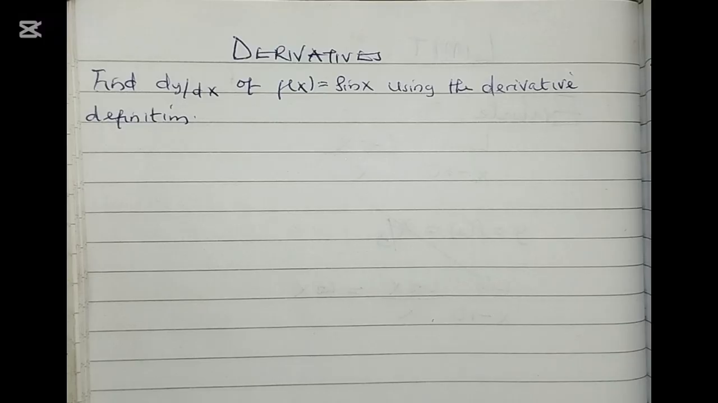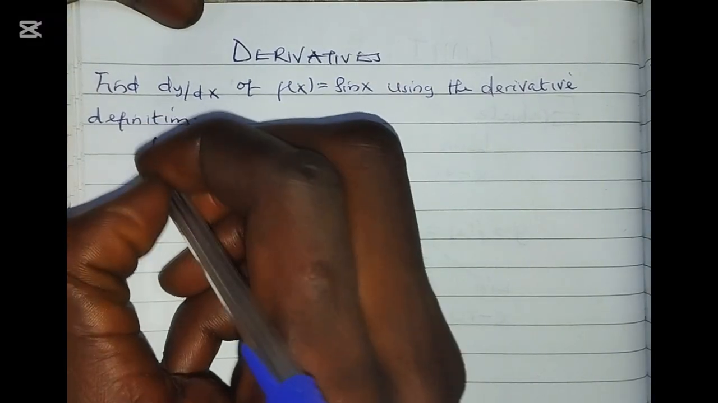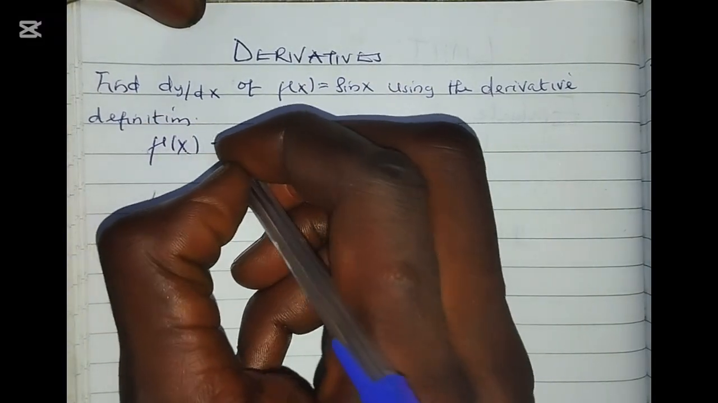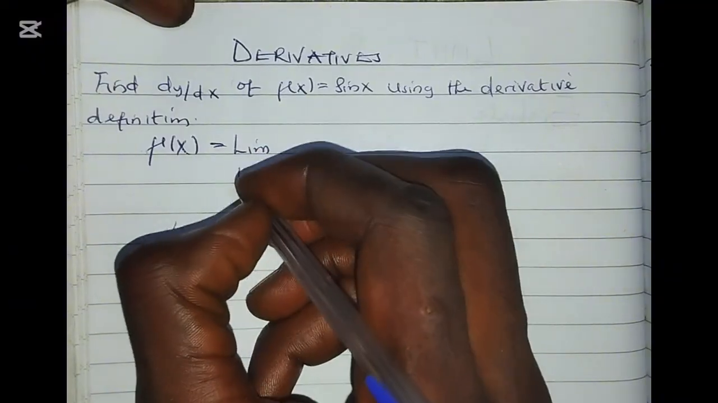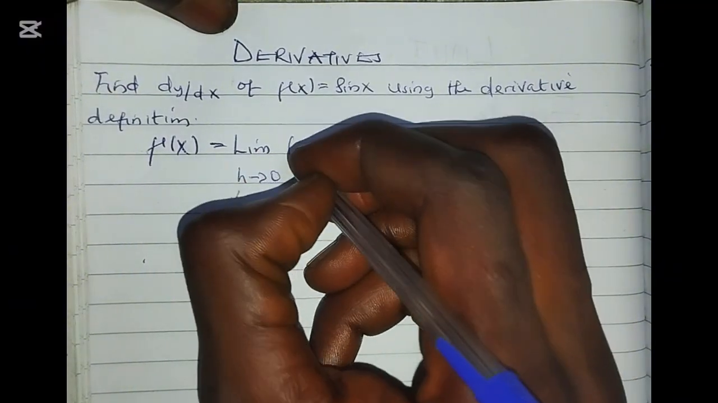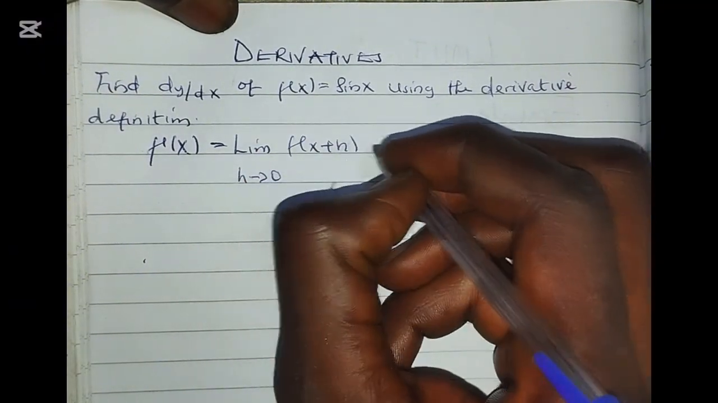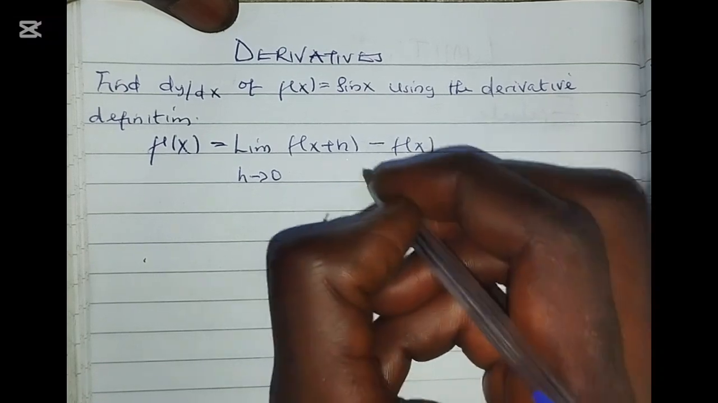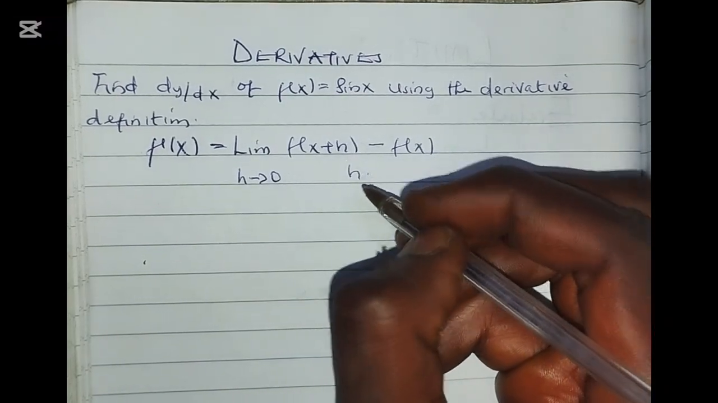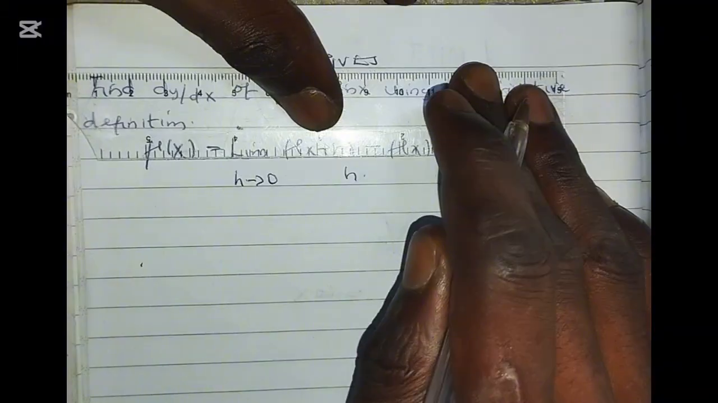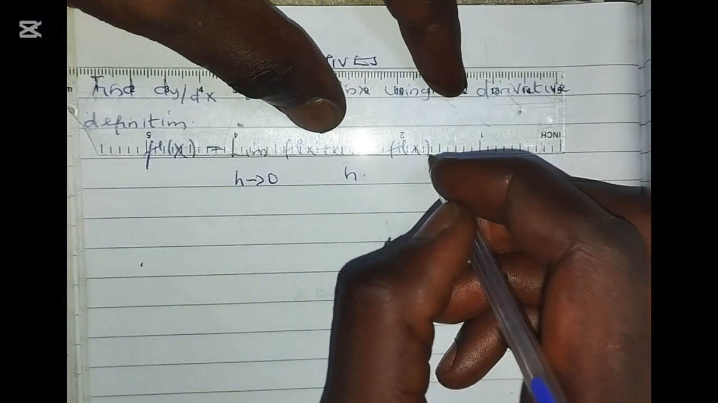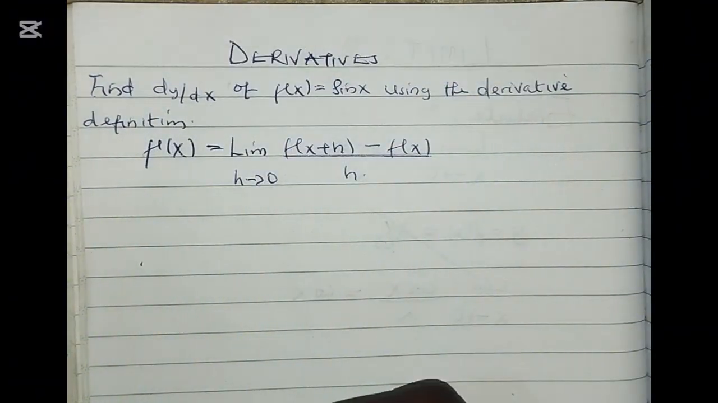Alright, welcome to this lesson, and in this video we have been asked to use the derivative definition to find d/dx of sine x. It says that f prime of x is equal to the limit as h approaches 0 of f of x plus h minus f of x, all over h. This is what the definition says. So if we are able to express our function in this manner, then we are fine.